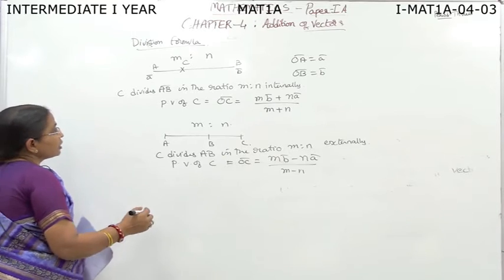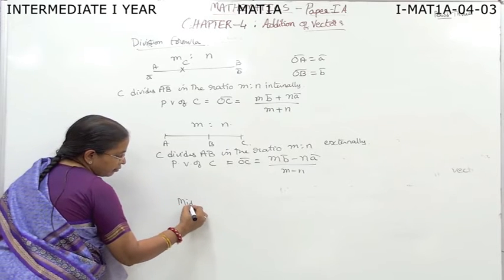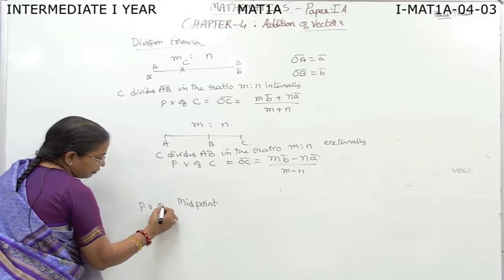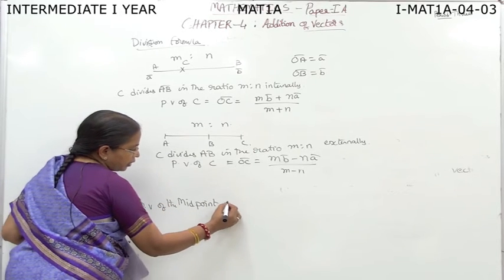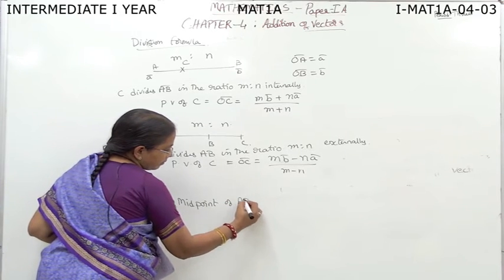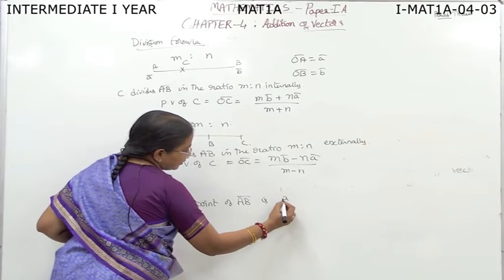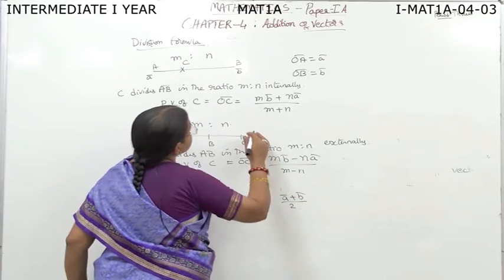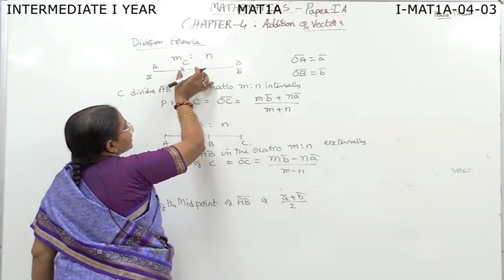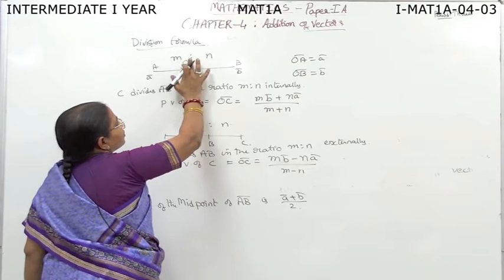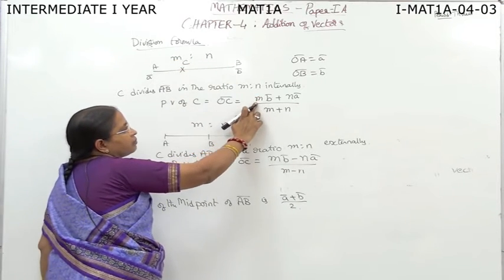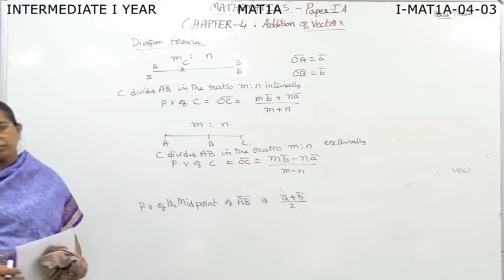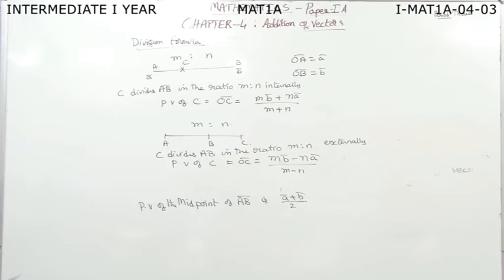So now what is the midpoint? The position vector of the midpoint of AB is (a + b) by 2. Because in this case the midpoint divides internally, so the ratio becomes 1 is to 1. M is 1, n is also 1. So the position vector of the midpoint becomes (a + b) by 2.